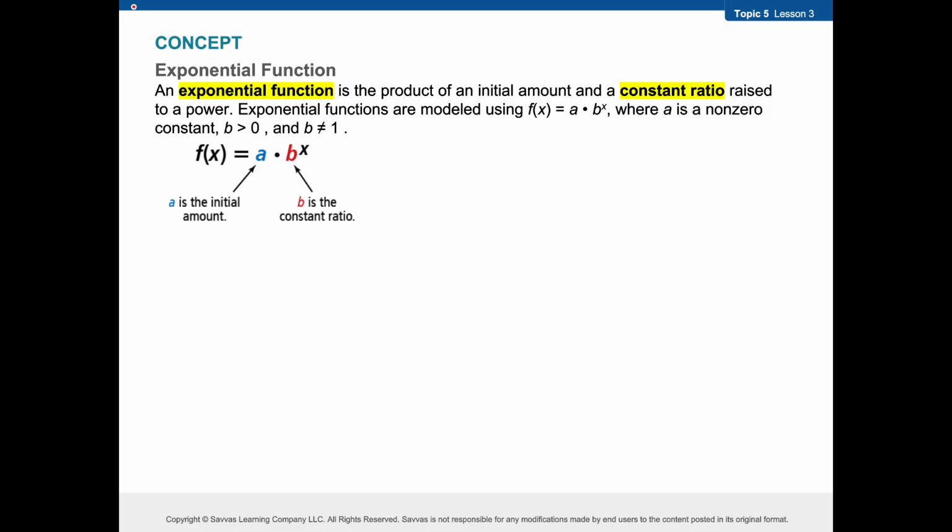All right, an exponential function. So this is the form for an exponential function, the product of an initial amount. A is always your initial amount, and B is your constant ratio raised to a power. B always has to be greater than 0, and it can never equal 1. And A is a non-zero constant.